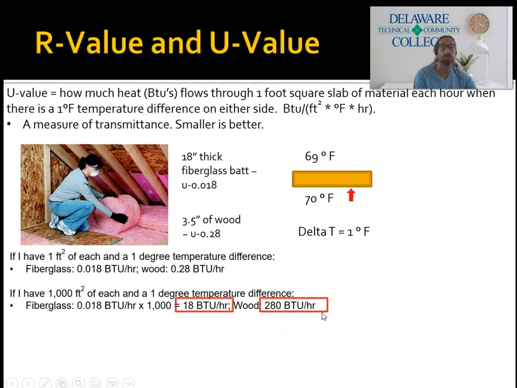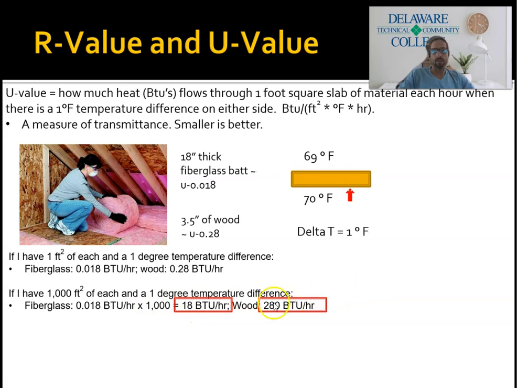So what if I have 1,000 square feet of each, and just that 1 degree temperature difference? So now, if I have 0.018 BTUs per square foot, and I have 1,000 square feet, it's 18 BTUs per hour. And then the same principle applies to the wood. It's 0.28 BTUs per hour per square foot. So 1,000 square feet, and we're up to 280 BTUs per hour. So now we're getting to a more significant difference.